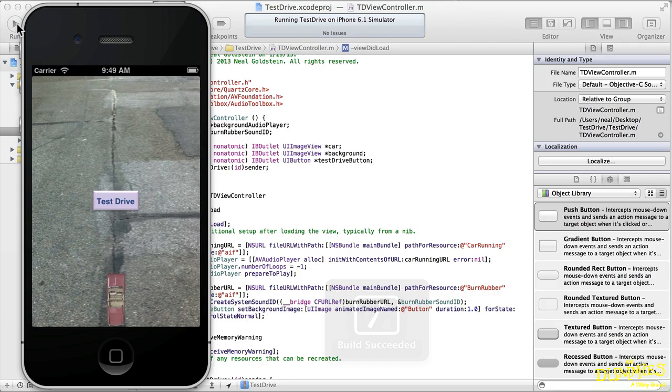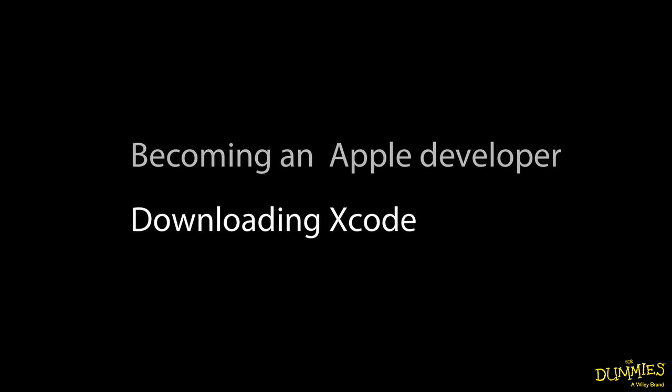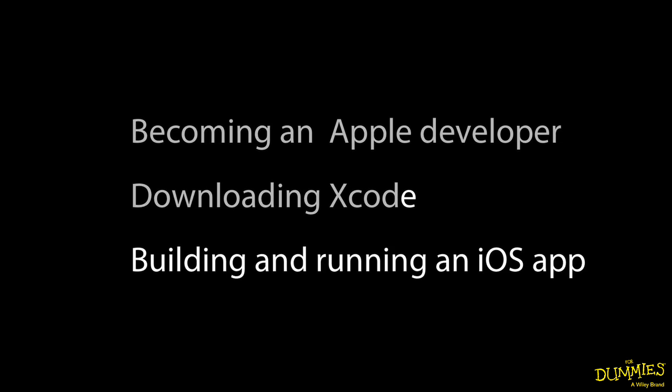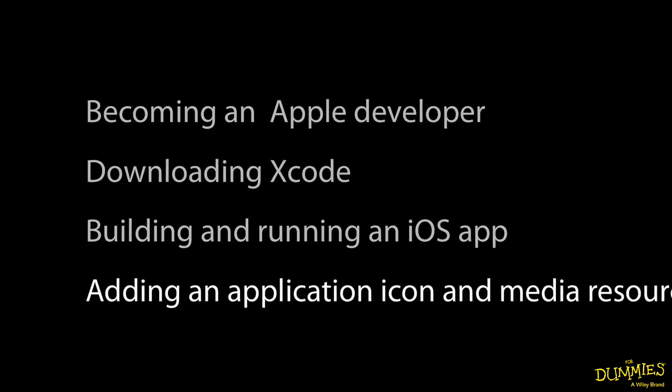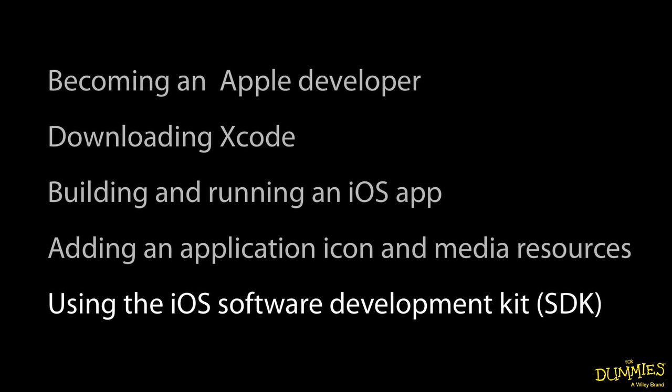And in this course, I'm going to cover a lot of things. I'll start with how to register as an iOS developer and also explain the iOS developer program. I'll show you how to download and install Xcode, and then using an Xcode project template, I'll build and run an iOS app. I'll add an application icon and the sound and graphics resources to the project that I'll need. Then I'll explain the iOS Software Development Kit, or SDK as it's called, and how it's organized and how you need to work with it.